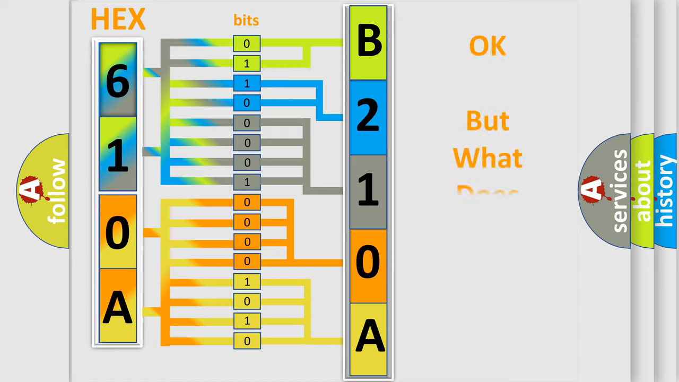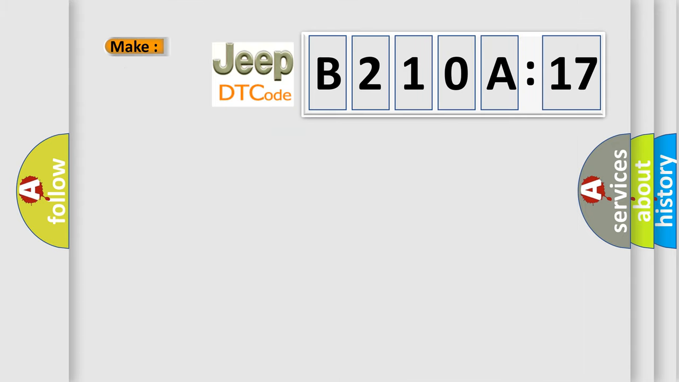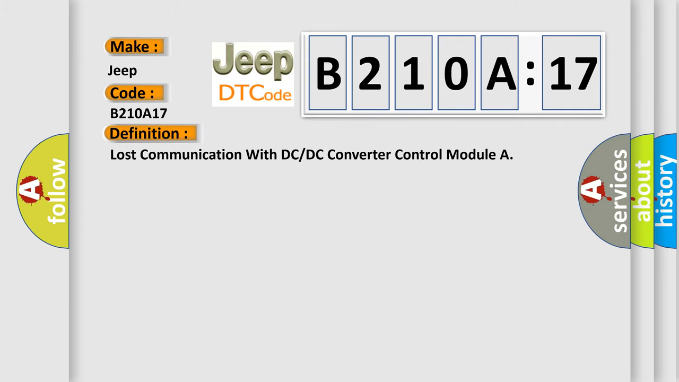The number itself does not make sense to us if we cannot assign information to what it actually expresses. So, what does the Diagnostic Trouble Code B210A-17 specifically interpret for Jeep manufacturers? The basic definition is lost communication with the DC to DC converter control module. And now this is a short description of this DTC code.